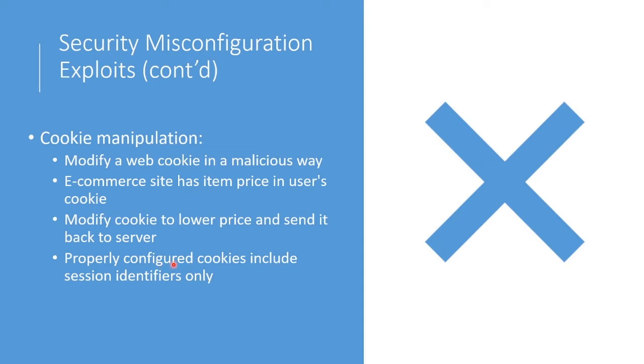So properly configured cookies should only have session identifiers. They shouldn't include things like prices and stuff that we could manipulate. It's bad enough that we can manipulate session identifiers, but things like price, or recipient, or just order details in itself, that's downright foolish.